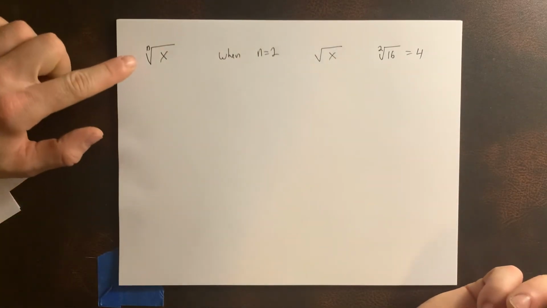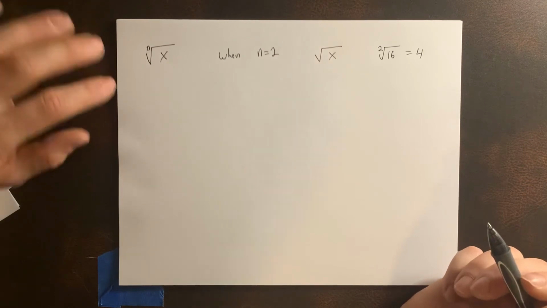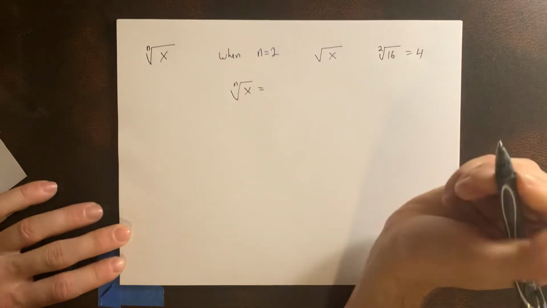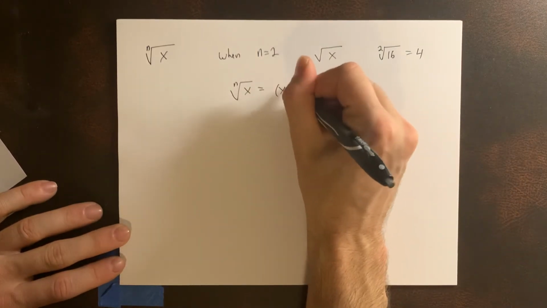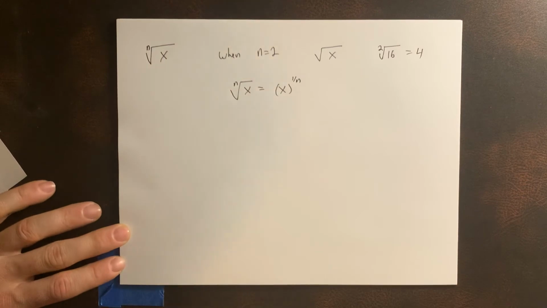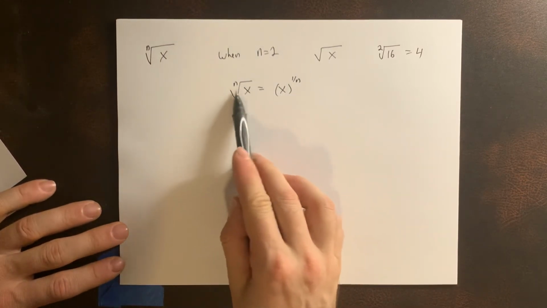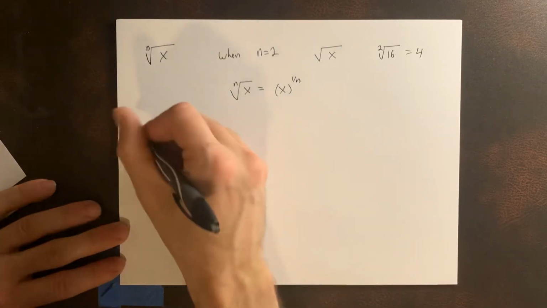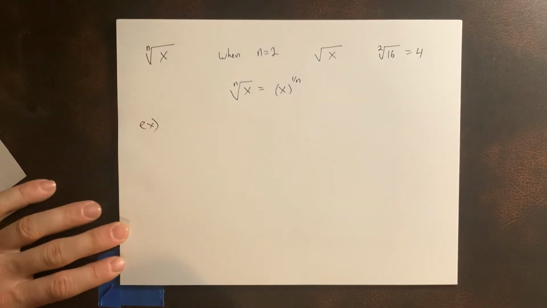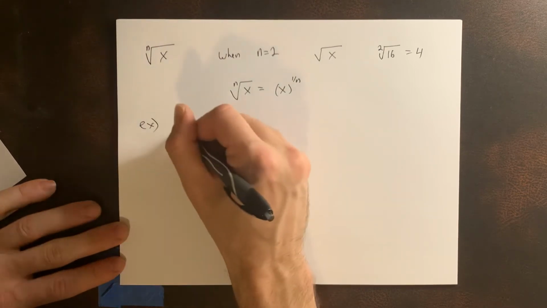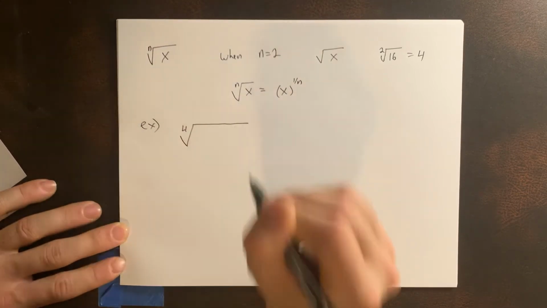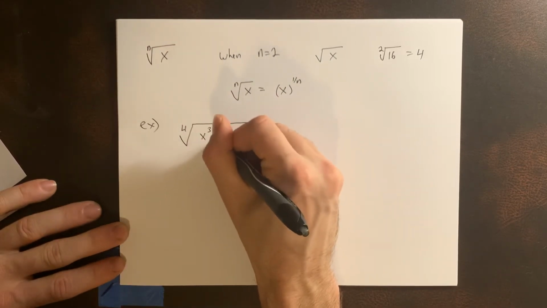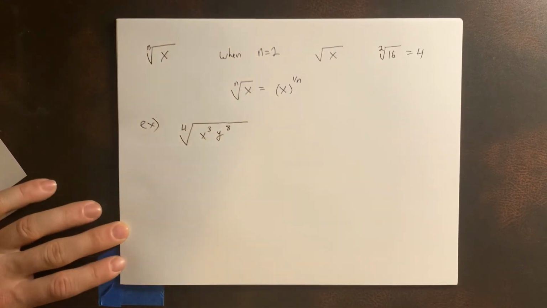Anyway, so what this means is whenever you come across these type of problems in this section, if we have the nth root of x, this is equal to x to the 1 over n power. For the most part, if we're given this, we want to convert it into this to continue working. So for example, in these problems, what we want to do is simplify the 4th root of x to the 3, y to the 8.